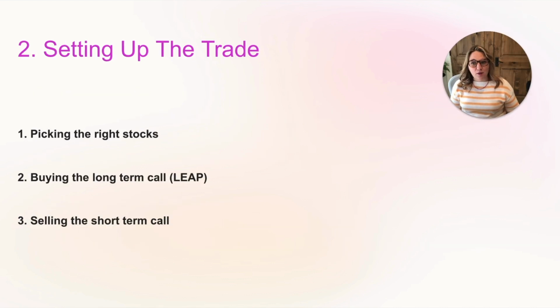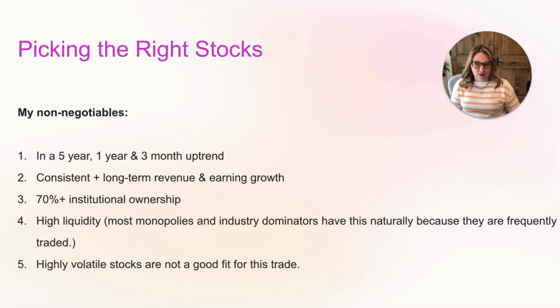So what we're going to talk about is picking the right stocks, buying the long-term call, which is the LEAPS contract that we're going to buy, and then selling the short-term call. It's all pretty simple. It's a complex idea, but when you break it down into little bits, it's a lot more simple to understand. So we're going to get into something I go on about quite often, and I never will stop. I'm going to sound like a broken record, and you're going to hear this in your sleep at night, is that we have to pick the right stocks.